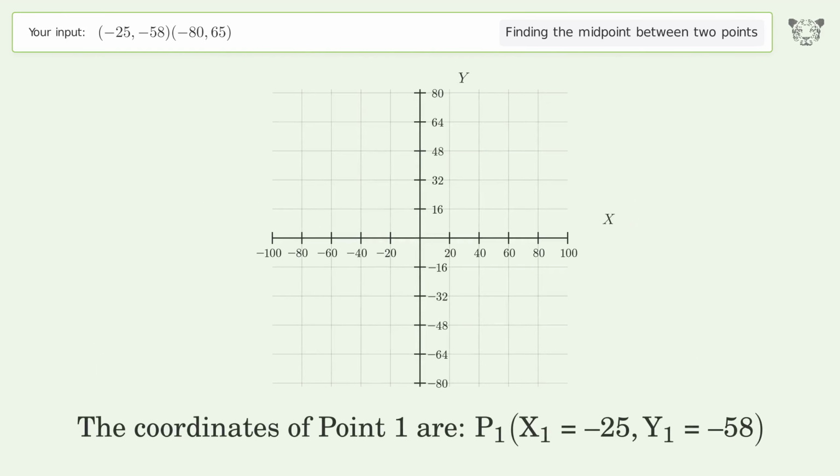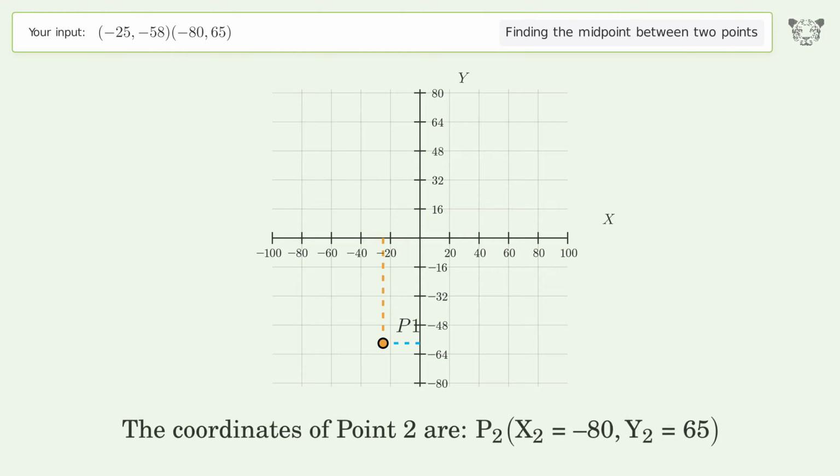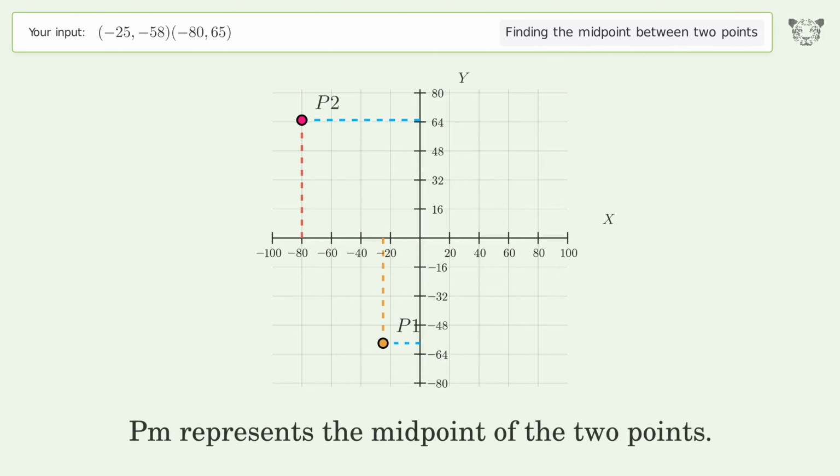The coordinates of point 1 are, x1 equals negative 25, y1 equals negative 58. The coordinates of point 2 are, x2 equals negative 80, y2 equals 65. PM represents the midpoint of the 2 points.